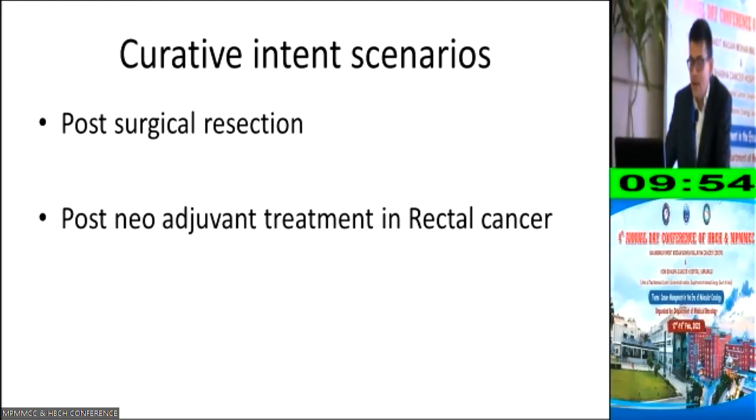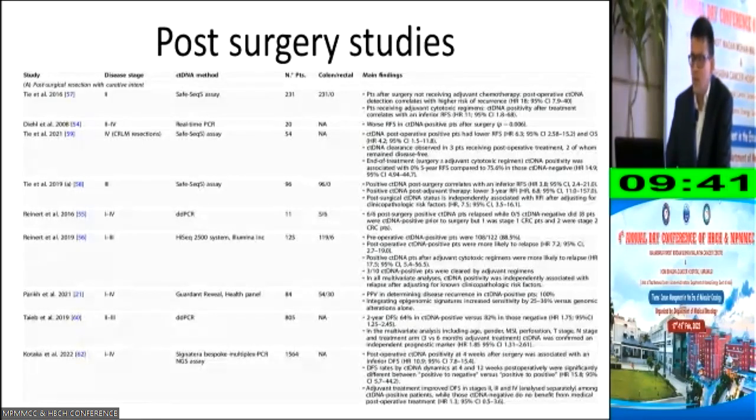When you have a large majority of rectal cancer patients nowadays getting total neoadjuvant therapy, whether we can do a liquid biopsy and decide on whether the patient will need surgical treatment or not. The post-surgery studies are also multiple studies. There are patients from stage 2 to stage 4, that is stage 4 limited disease, oligometastatic, who have undergone surgical resection and then decide on ctDNA-based decision making.